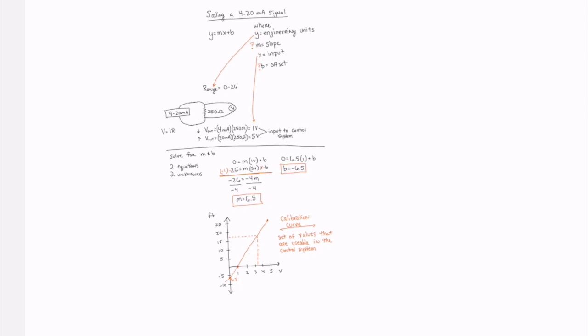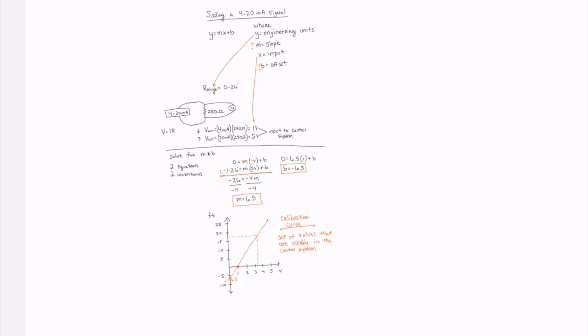It helps us to calculate the slope and the offset, which will be useful when we are adding this instrument to the control system. So for the input, we're actually going to use 1 to 5 volts. And we come up with 1 to 5 volts because the resistor is 250 ohms. Using Ohm's law and 4 to 20 milliamps, along with a 250 ohm resistor, we come up with 1 to 5 volt range. This is the input we'll use for the control system.